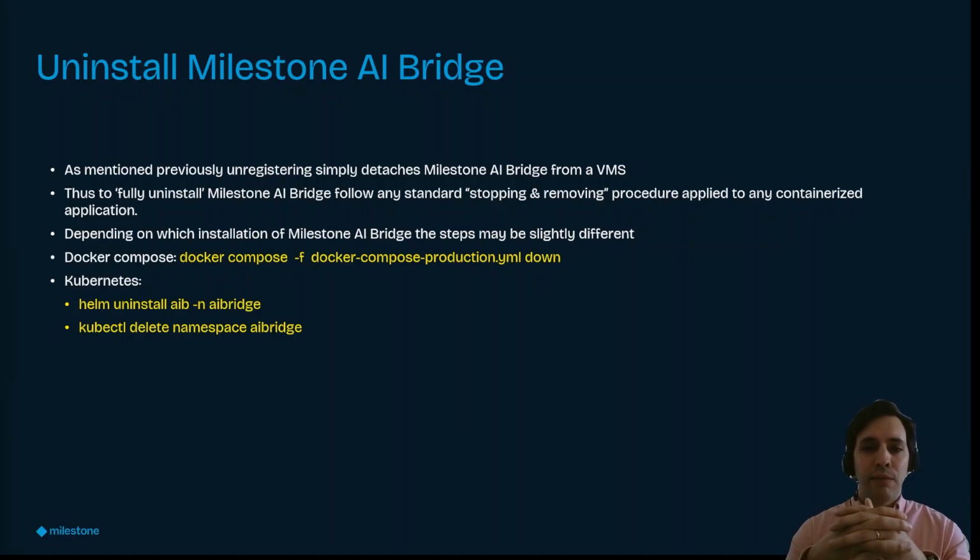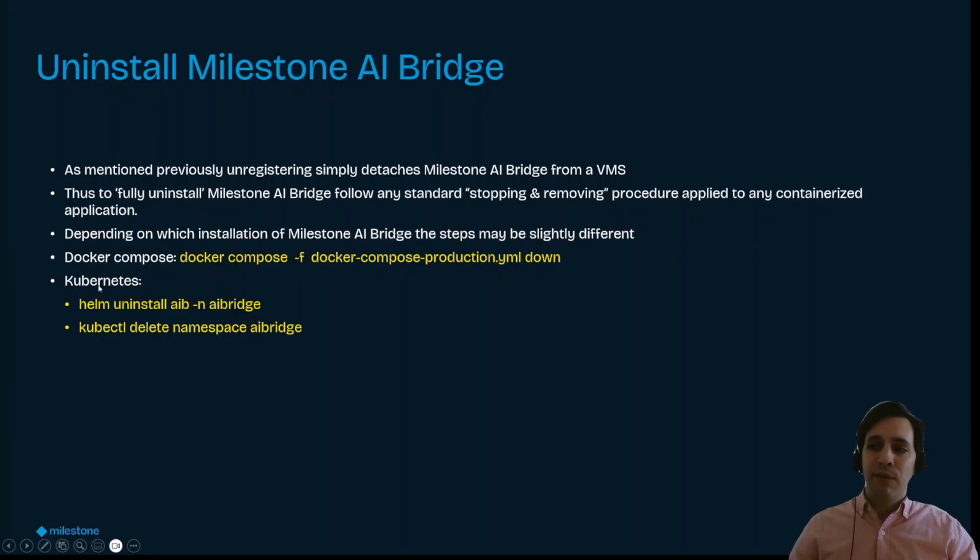If the user has installed Milestone AI Bridge in a Compose environment, then a simple docker compose down command is enough. And if you have been using, as expected, the Docker Compose production YAML file when installing the AI Bridge in the first place, then you will need to pass the -f parameter when calling docker compose down.